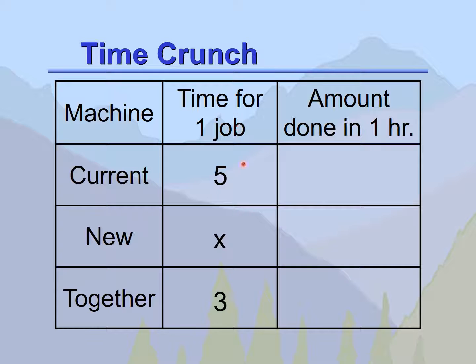And once we have the second column, everything else is easy because this third column, the amount done in 1 hour, is always going to be 1 divided by whatever is over here in this column. So it'll be 1 over 5 for current. It'll be 1 over x for new. And then it will be 1 over 3 for together. So then we set up a rational equation with this third column. So it'll be 1/5 plus 1 over x equals 1 over 3.